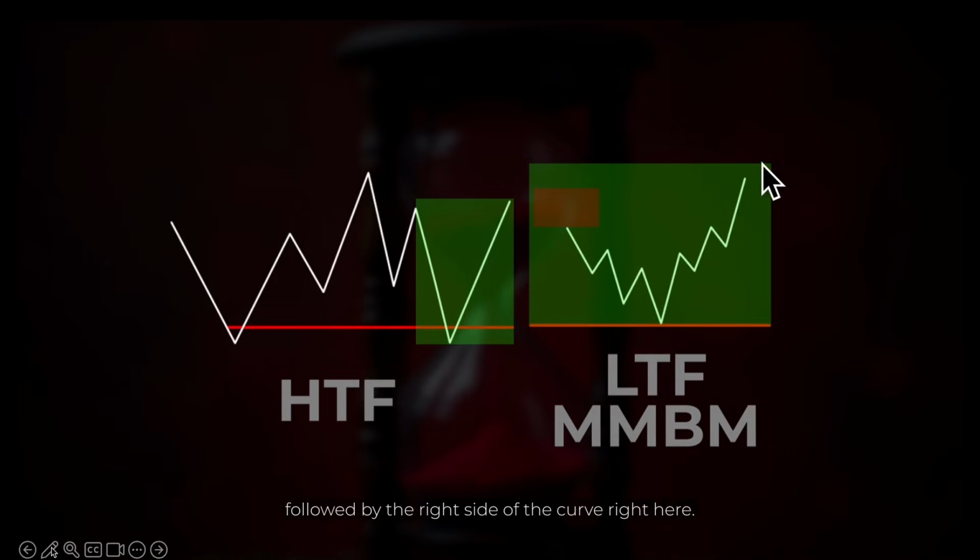Now, what is important to note when it comes to the rejection block and the market maker buy model which will originate from it is the following. Intermarket relationship plays a crucial role when determining what rejection blocks are likely going to hold.